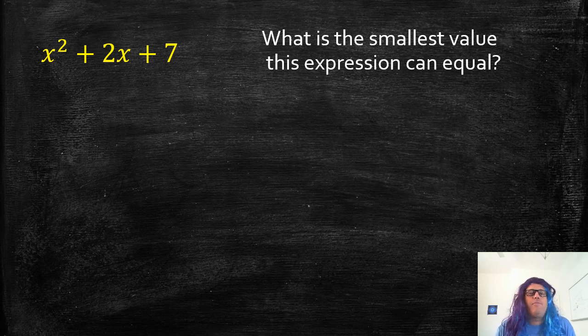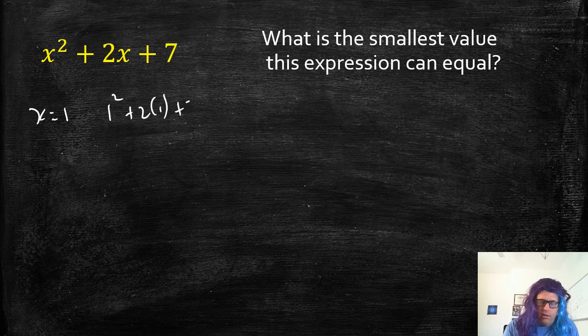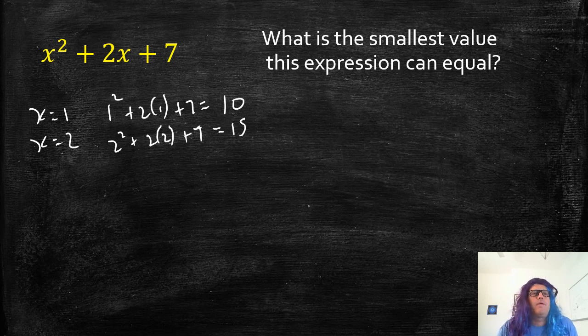And I'll give you an example, maybe how you might think about it. What if x was 1? Okay, what would this be? Well, it would be 1 squared plus 2 times 1 plus 7. That's 1 plus 2 is 3. I get 10. Okay, what if x was 2? Well, I would have 2 squared plus 2 times 2 plus 7, 4 plus 4 is 8, plus 7 is 15. Seems to be getting bigger, okay?